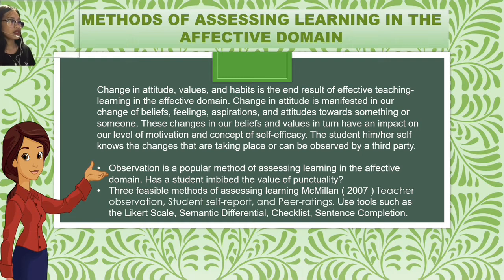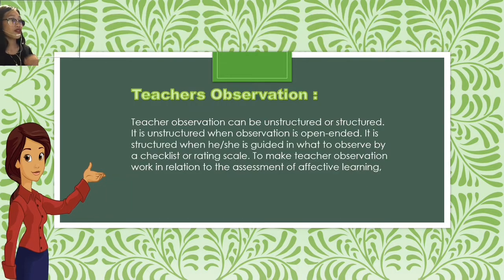These methods of assessing learning in the affective domain make use of tools such as Likert scale, semantic differential, checklist, and sentence completion. These will be discussed after these methods of the affective domain. There are two methods of teacher observation. First is unstructured observation, also known as open-ended observation. It gives more freedom to record what information is to be observed and how it is recorded. It can be done through note-taking, mental note-taking, and diary note-taking.